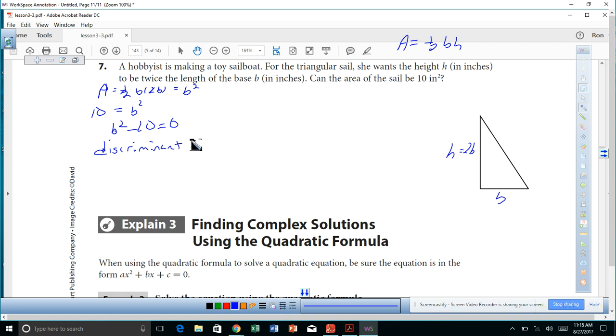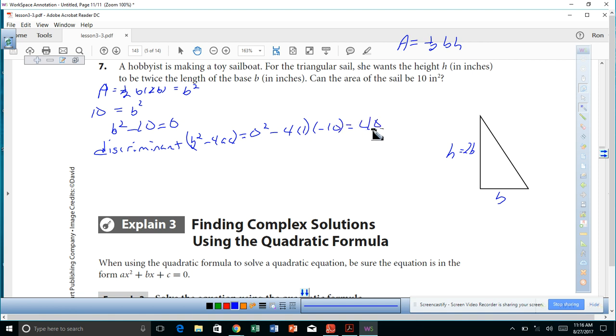All right. And that's b squared minus 4ac. And so b is 0. There is no b, so b is 0. 0 squared minus 4 times a is 1, and c is negative 10. All right. So 0 squared is 0. Negative 4 times 1 is negative 4. Negative 4 times negative 10 is positive 40.